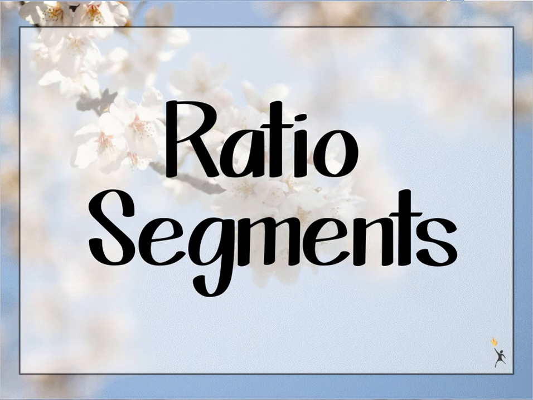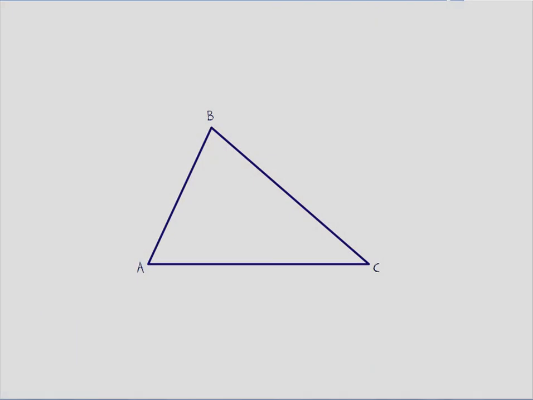All right, today we're talking about ratio segments. And we're going to start with triangle ABC, and I'm going to draw a second line through the triangle that intersects two sides of my triangle.